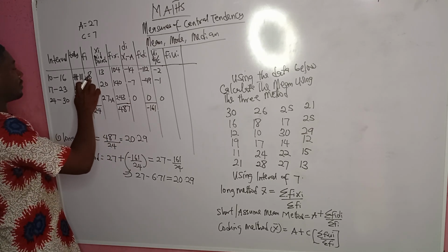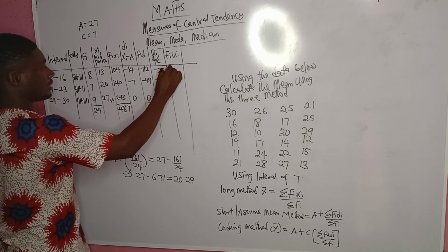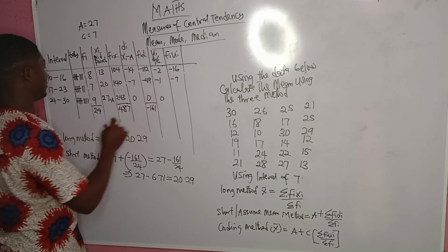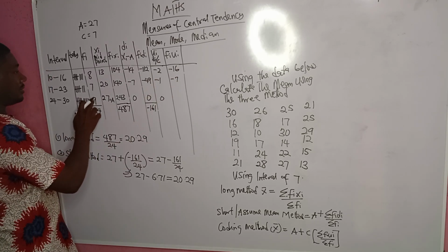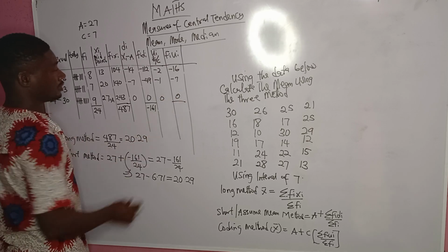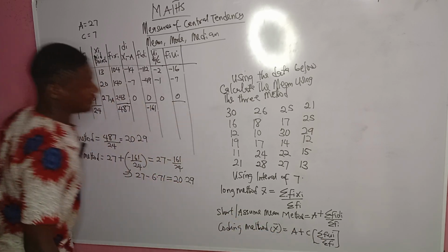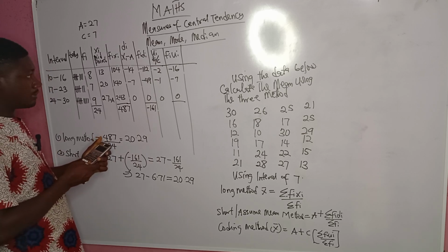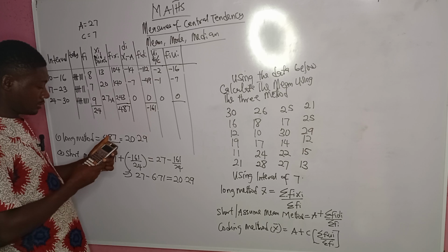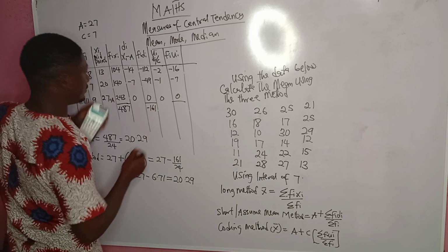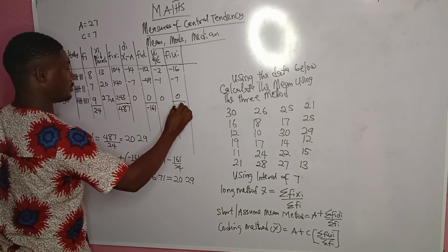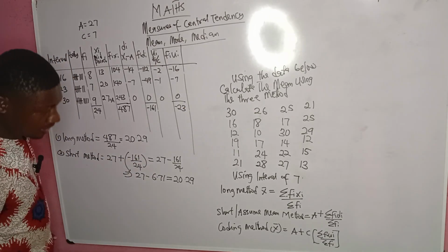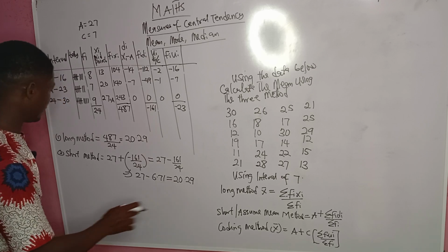So the first is what? 8 times minus 2, that is minus 16. 7 times minus 1, that is minus 7. And 9 times 0, that is 0. Of course, it has a summation by the side, so we have to add it up. Minus 16 minus 7 plus 0 will give us minus 23. Okay? So everything that we need to achieve the last method, we have it now.